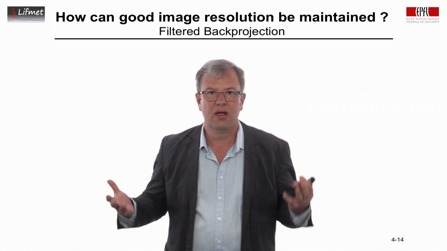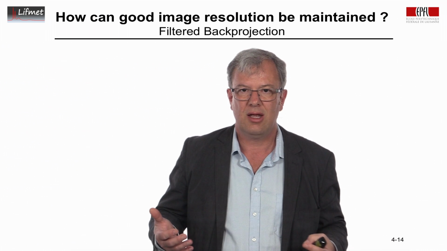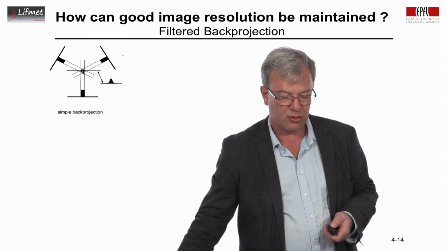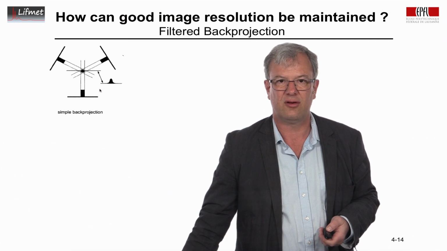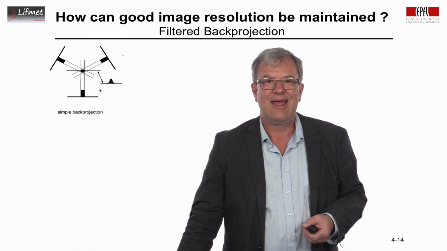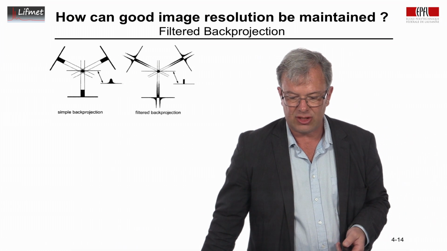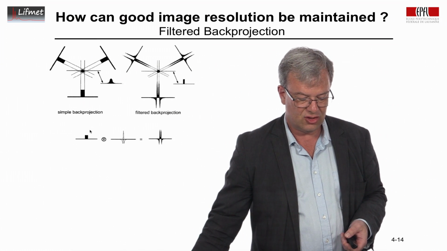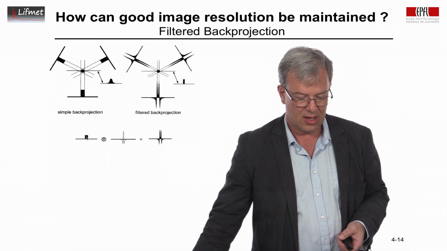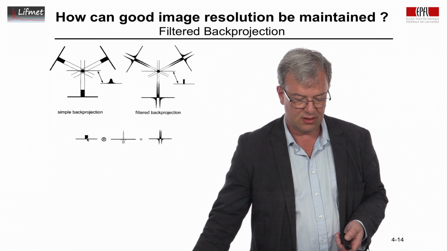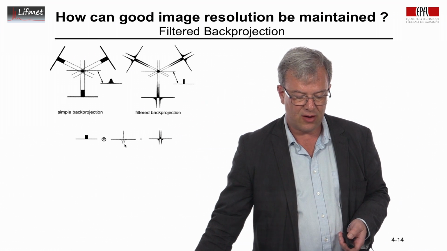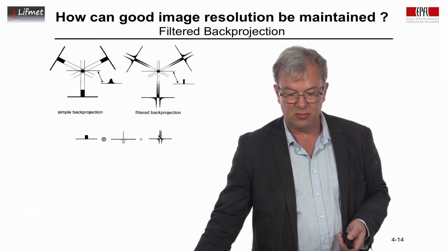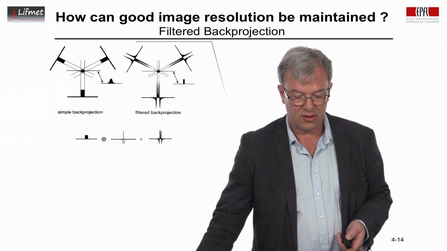So now the question comes, how can we maintain good image resolution? To recap, with simple back projection, our point object becomes something that falls off relatively slowly. The trick here is to use filtered back projection, and the filtering that is done here is a mathematical operation. We'll take our object, here supposed to be a pointwise object, the projection that we've measured here. We'll convolve it with a function that has negative wings on the side, and we get this projection. And then this is back projected to form the final image.